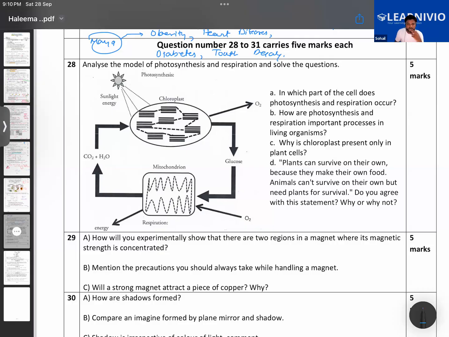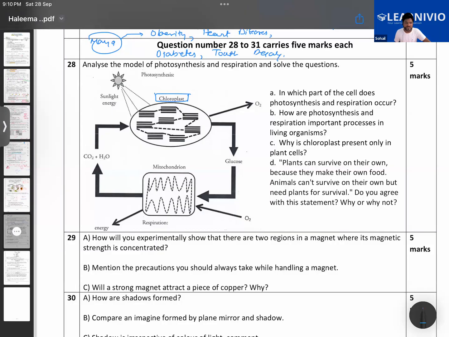Photosynthesis and respiration. Let's understand the diagram first of all, Halima. In the given diagram here, this is the chloroplast. Getting it? Chloroplast is one of the plastids found in the leaves of the plant. Chloroplast is found in the leaves of the plants.